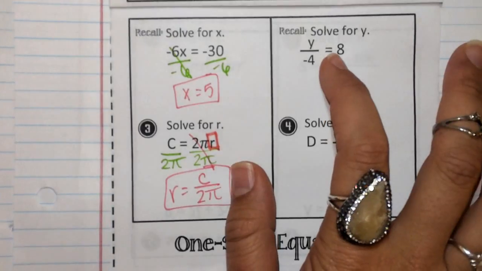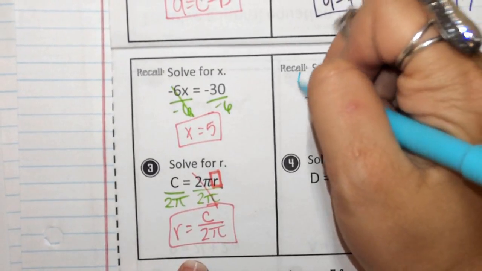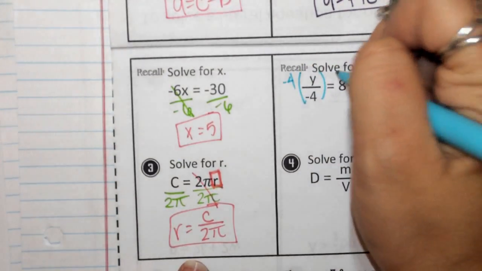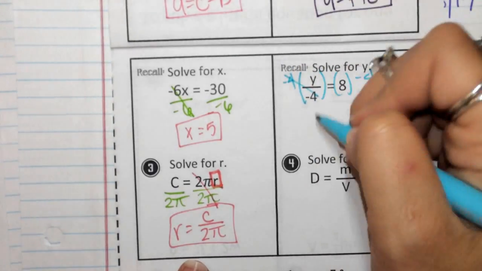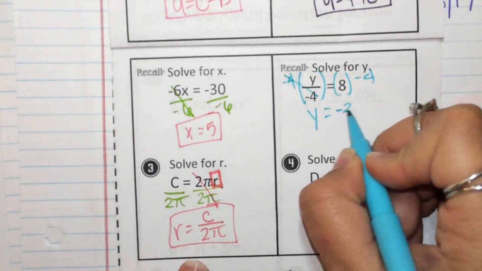Now let's look at number 4. We need to get y by itself, so what would we do? Multiply by what? Okay. And what's 8 times negative 4? Take a point.